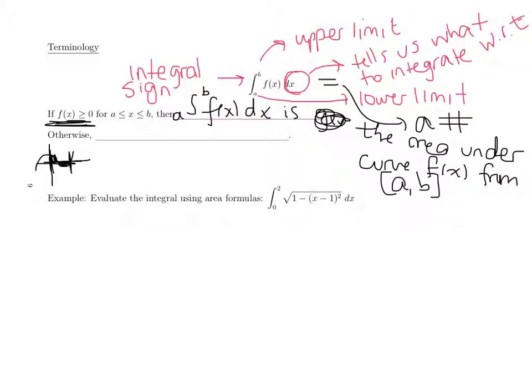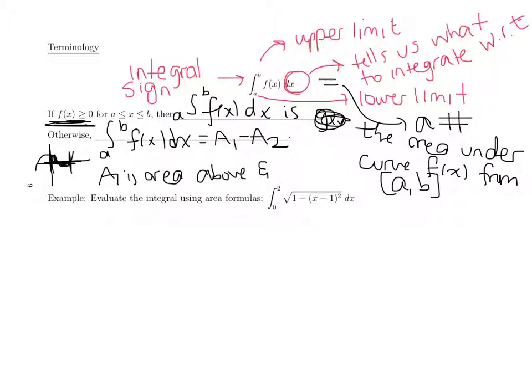And so in that case, we would say that the integral from a to b of our function is equal to some A1 minus A2, where A1 is the area above, and A2 is the area below. So in other words, this is sort of the net area. And you want to think about, in general, the integral is the net area.